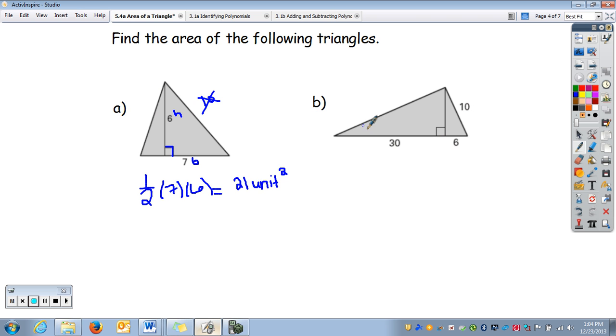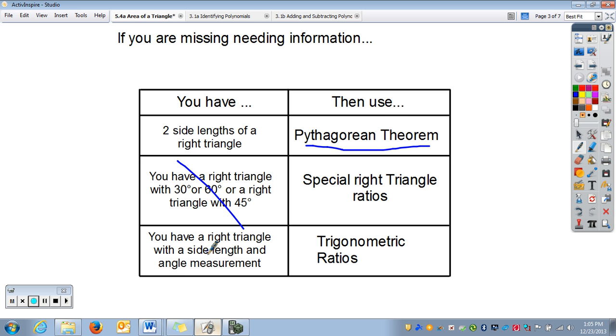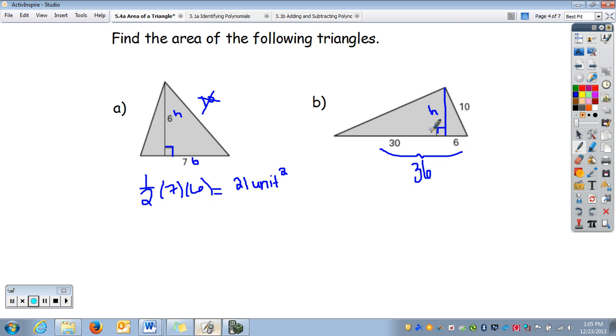Alright, so then let's look at B. We have our height. I know it's the height because it's a 90-degree angle and it's not one of the sides. And then my base has to be this bottom here, which is the entire base of the triangle, which is 36. So I need to find my height. So let's examine what we have. We do not have any angle measurements, so I can rule out this one and this one. I do have two sides of a right triangle, so I can use the Pythagorean theorem to figure out what this third side is. So this is my c, my hypotenuse.